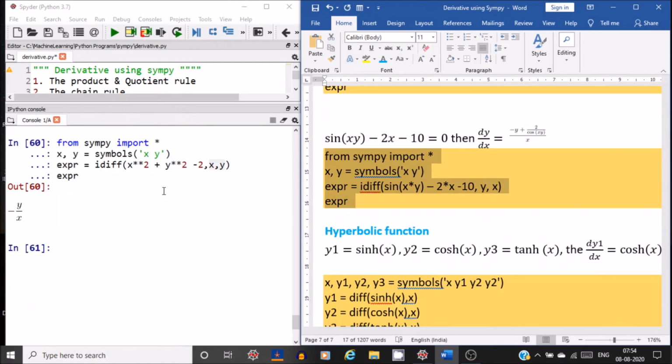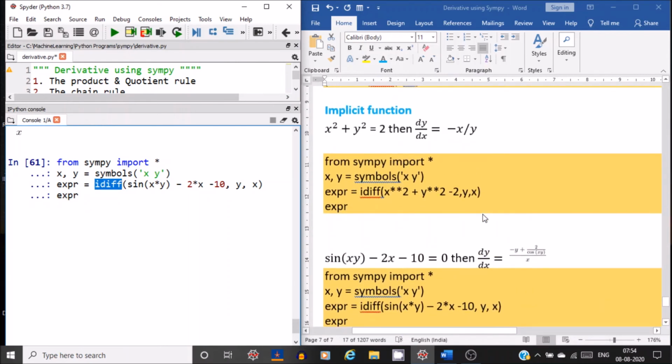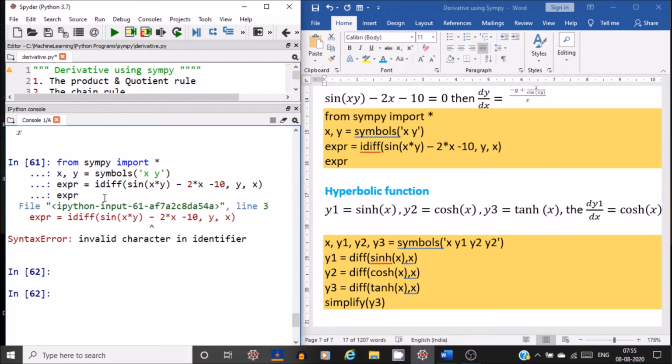So it's very simple. We can implement it. Now here from SymPy import asterisk. So x y both are the symbol and expression is what I differentiate because we want to implement the implicit function. Okay, and sin xy, you can see sin xy minus 2x minus 10, and we want dy by dx. So we can see the result. So we can see the output.